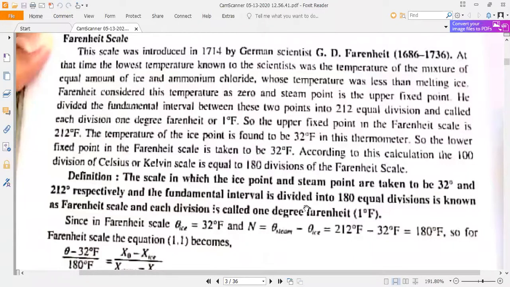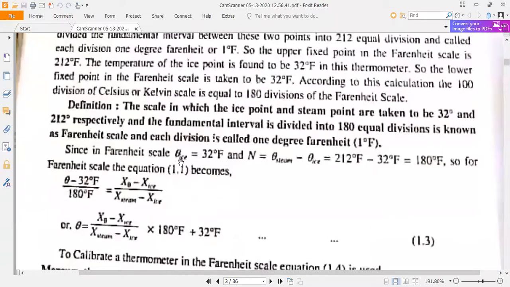And the fundamental interval is divided into 180 equal divisions. This is 212 minus 32, that will give you 180 equal divisions. This is known as the Fahrenheit scale and each division is called 1 degree Fahrenheit. Correct. Okay. Now since in the Fahrenheit scale theta ice, that is the ice point, is 32 degrees, theta steam minus theta ice, therefore 212 minus 32, will give me 180 degrees Fahrenheit.